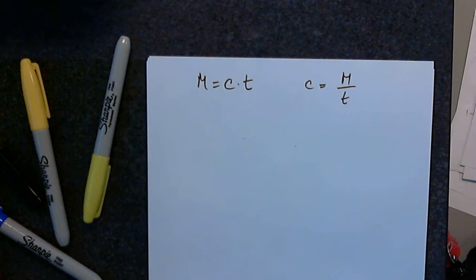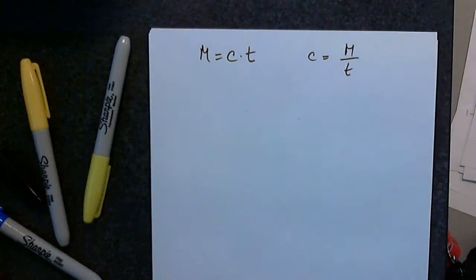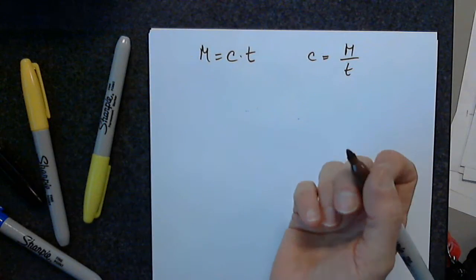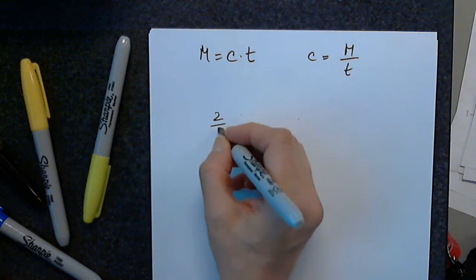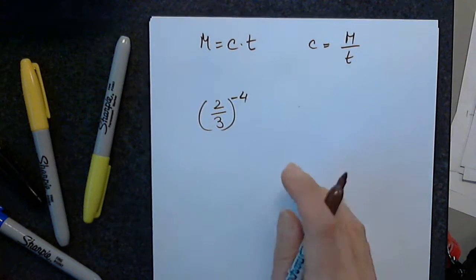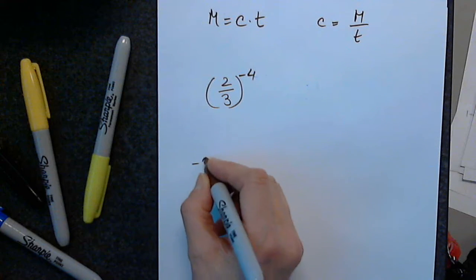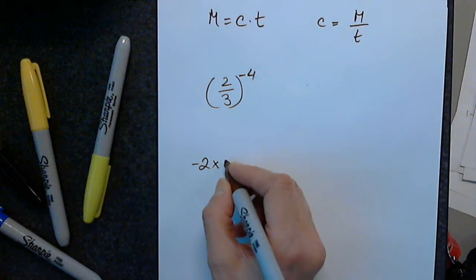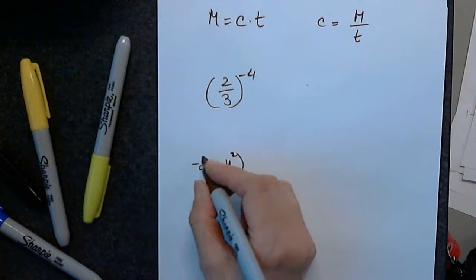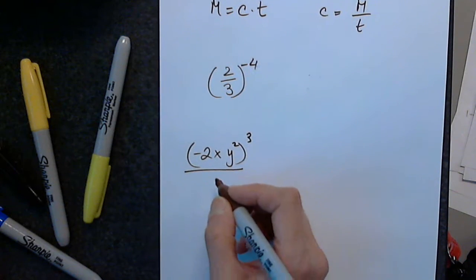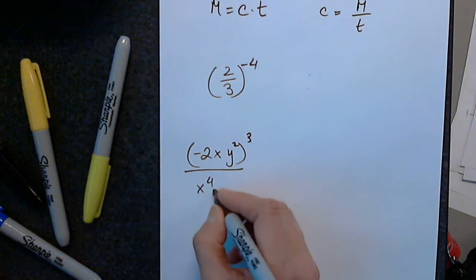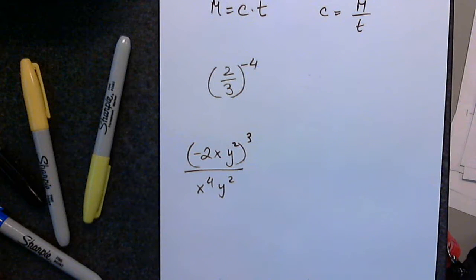Let's do some exponents. For example, (2/3) raised to -4. For example, (-2x y squared) everything to the third, over x to the fourth y squared. And let's simplify these two. How will I simplify them?